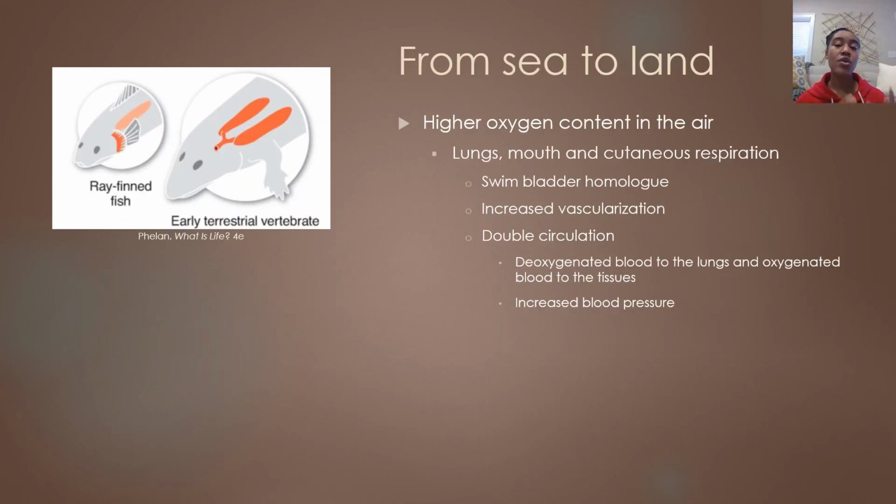The transition from aquatic lobe-fin fish to terrestrial tetrapod was a very slow one, and it required a lot of physiological and structural changes.